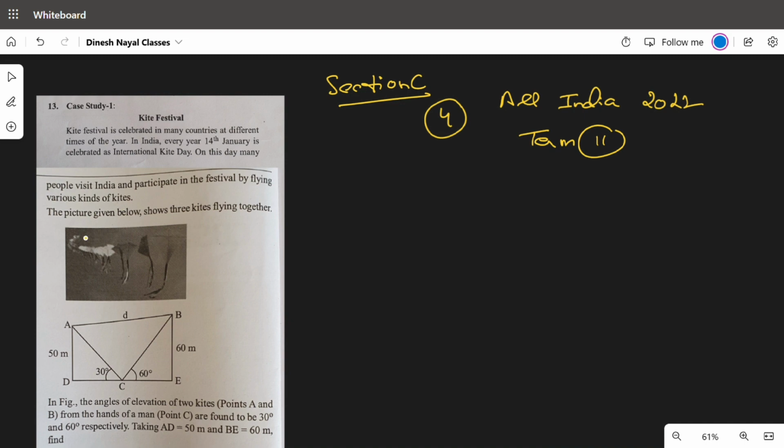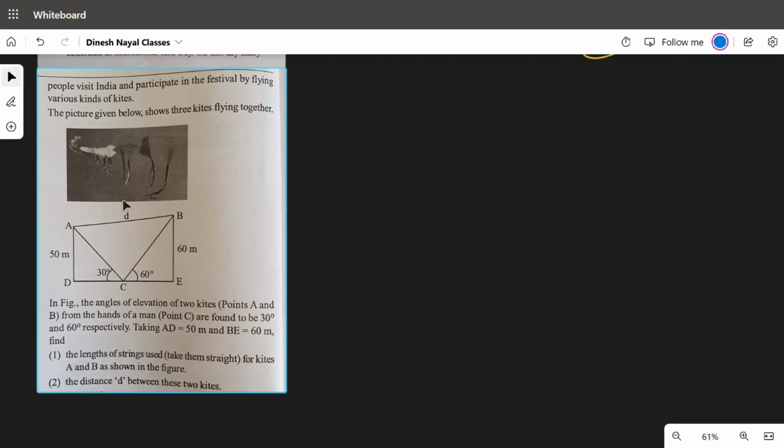Okay, the picture given below shows 3 kites flying together. So let's directly go to the picture. Over here you can see, this is the picture in the figure. This is the given figure.